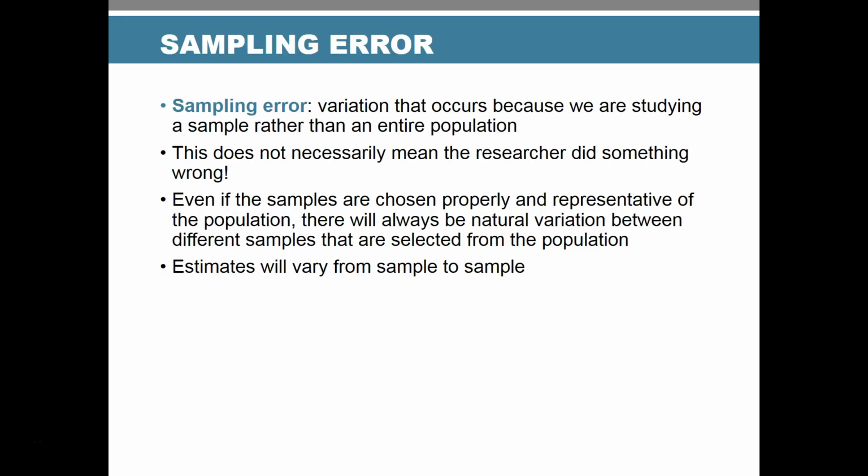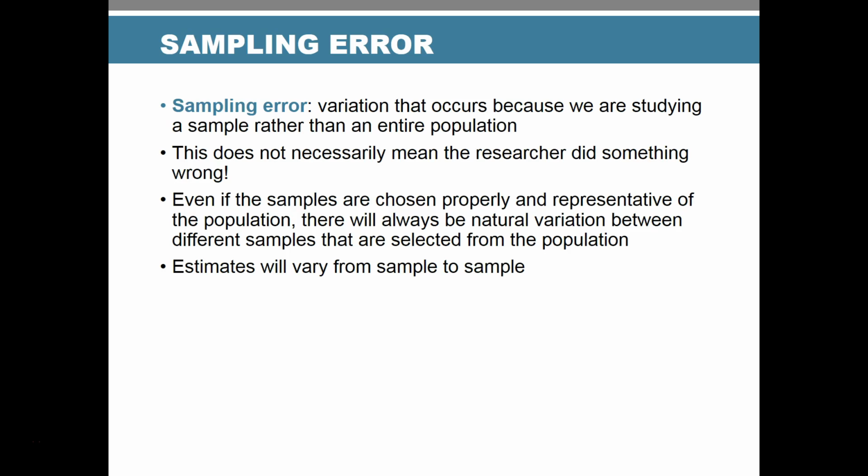First, sampling error. Sampling error is variation that occurs because we're studying a sample rather than the entire population. It doesn't mean that we did something wrong. The name kind of sounds like we did something wrong, but it really just means that because we're working with a sample and not the population, we're never going to get the exact population value. Even if we choose samples properly and they're representative, there's always going to be a little natural variation.